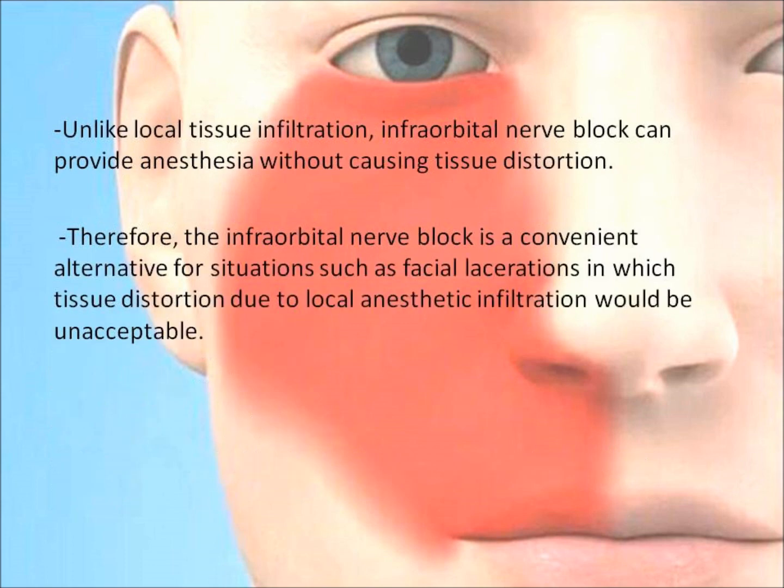Unlike local tissue infiltration, infraorbital nerve block can provide anesthesia without causing tissue distortion. Therefore, the infraorbital nerve block is a convenient alternative for situations such as facial lacerations in which tissue distortion due to local anesthetic infiltration would be unacceptable.